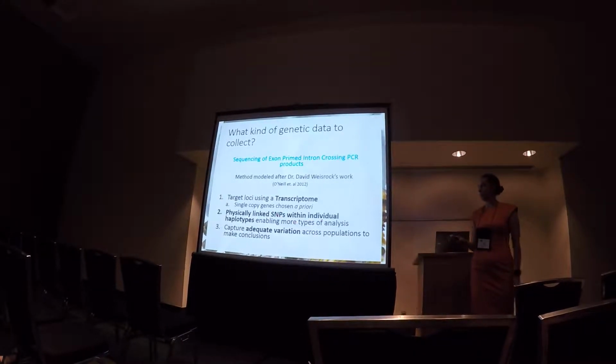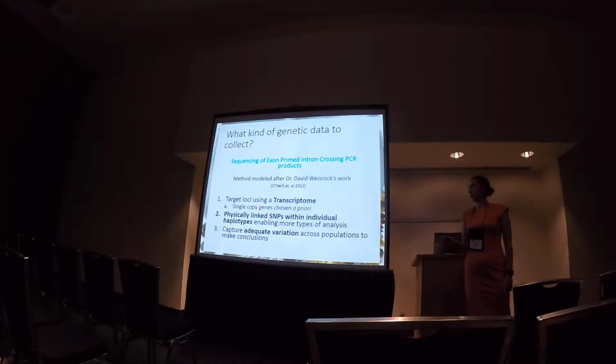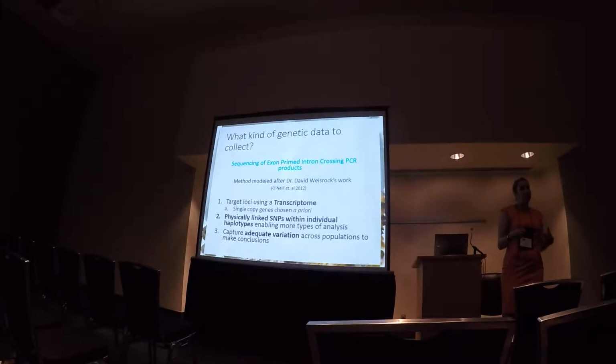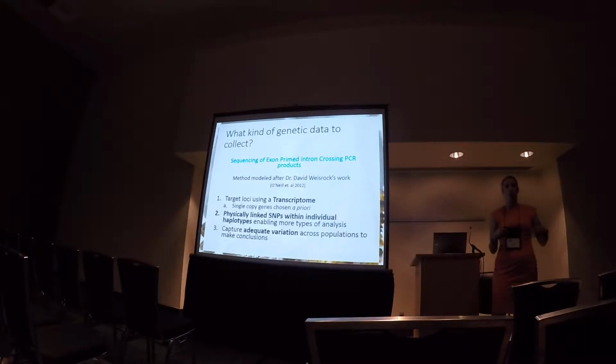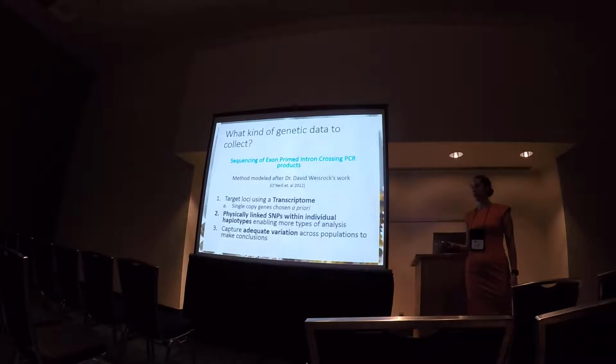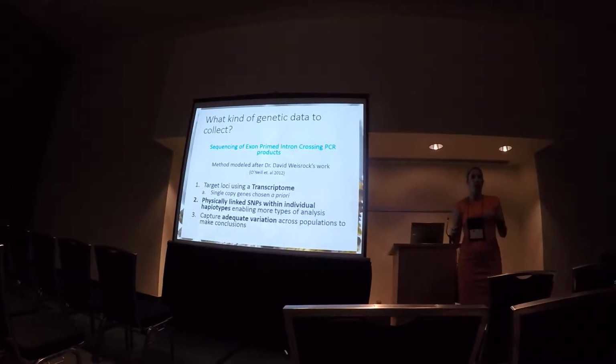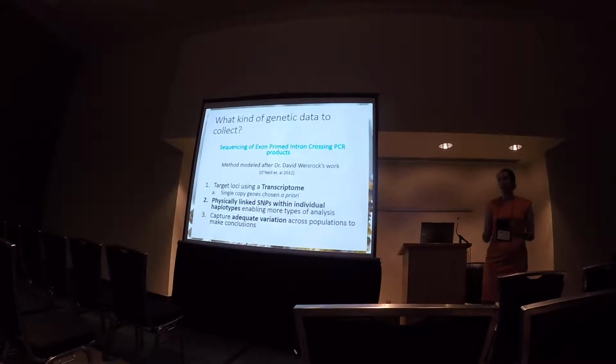The second is that we can physically link these SNPs within the individual haplotypes. This allows us to do old school phylogenetic techniques like build gene trees, but also capture enough variation, hopefully, that we can start to do more widespread SNP analysis. So we wanted to get the best of both worlds, the old school and the new school analysis.